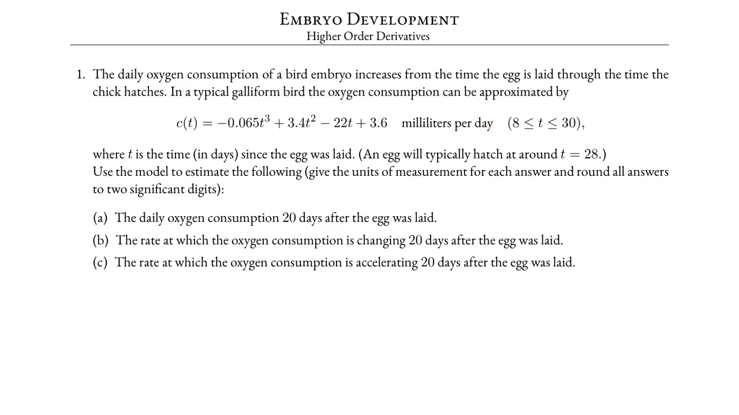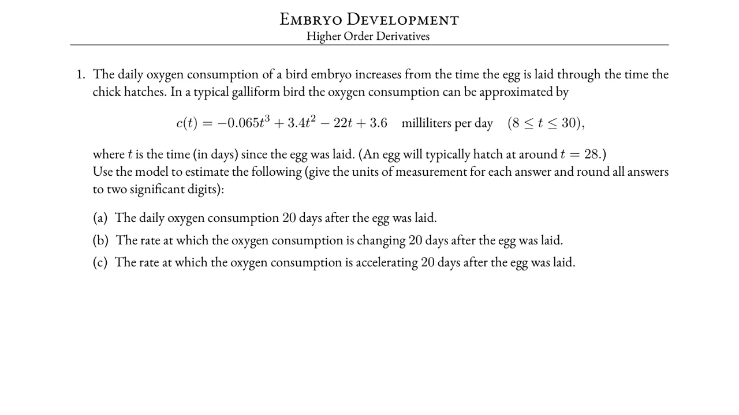This model is only good for t between 8 and 30 inclusive, where t is the time in days since the egg was laid. An egg will typically hatch at around t = 28. We're going to use this model to estimate the following: the daily oxygen consumption 20 days after the egg was laid, the rate at which the oxygen consumption is changing 20 days after the egg was laid, and the rate at which the oxygen consumption is accelerating 20 days after the egg was laid.